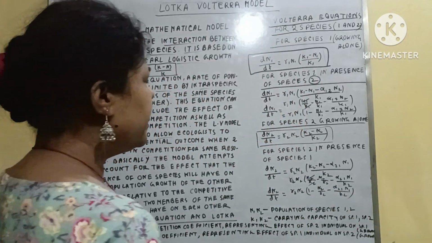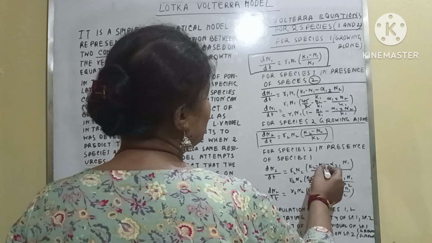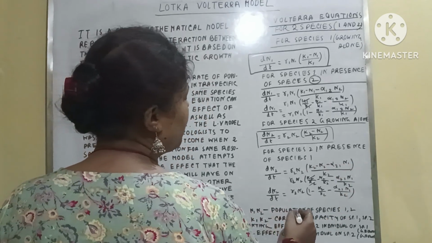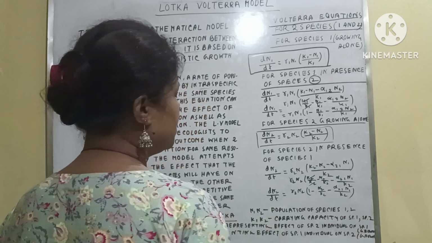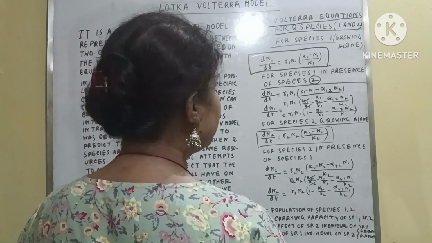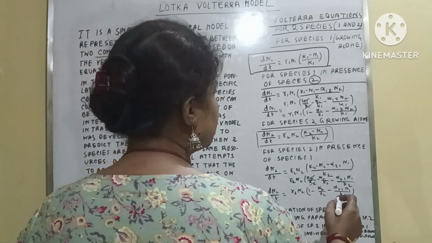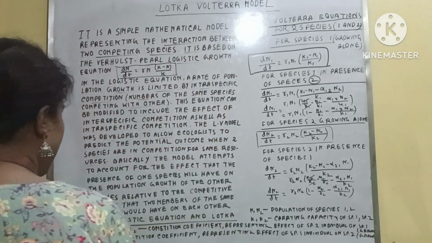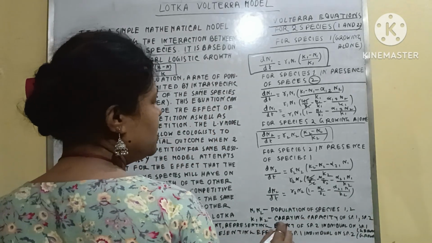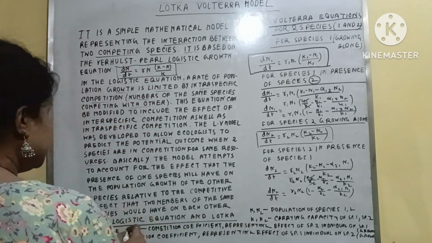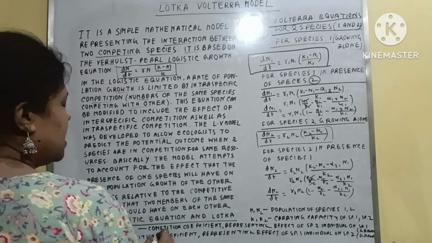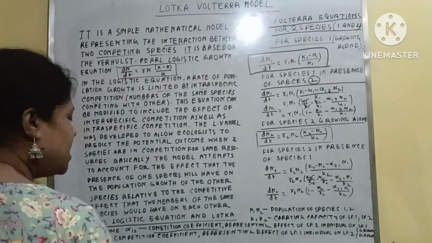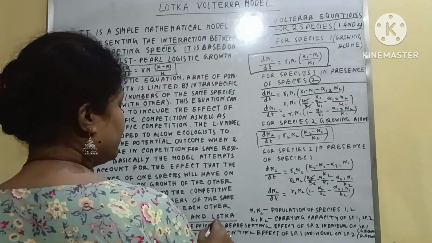Okay, and here n1 n2, what are these? n1 n2 are the population of the species 1 and 2. k1 k2, these are the carrying capacity. For species 1 k1 and for species 2 k2. And t is the time, small t is the time, and alpha 1 2, I said that competition coefficient, and 1 2 is the competition coefficient.